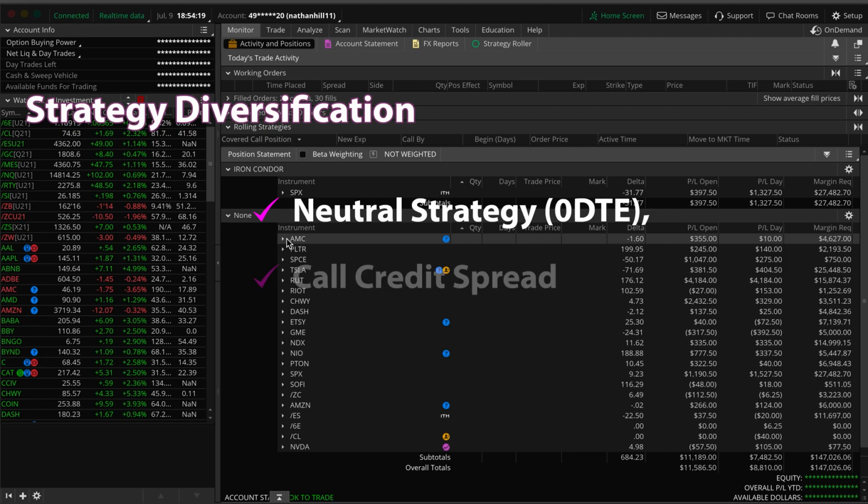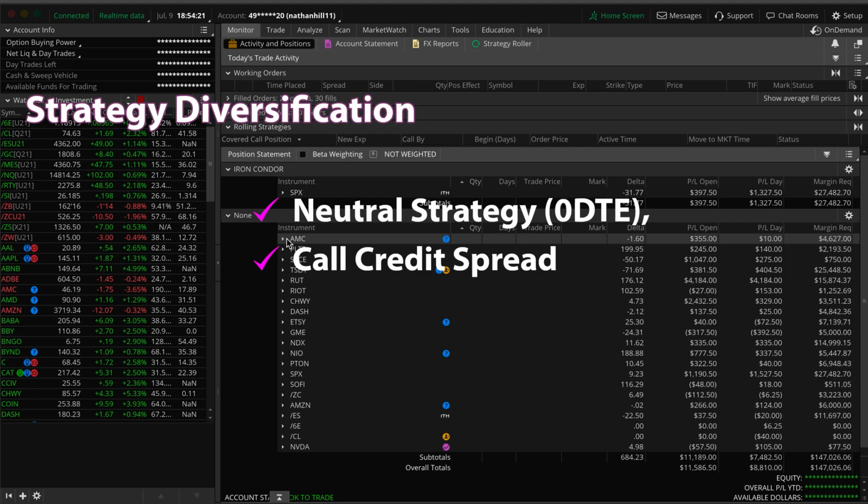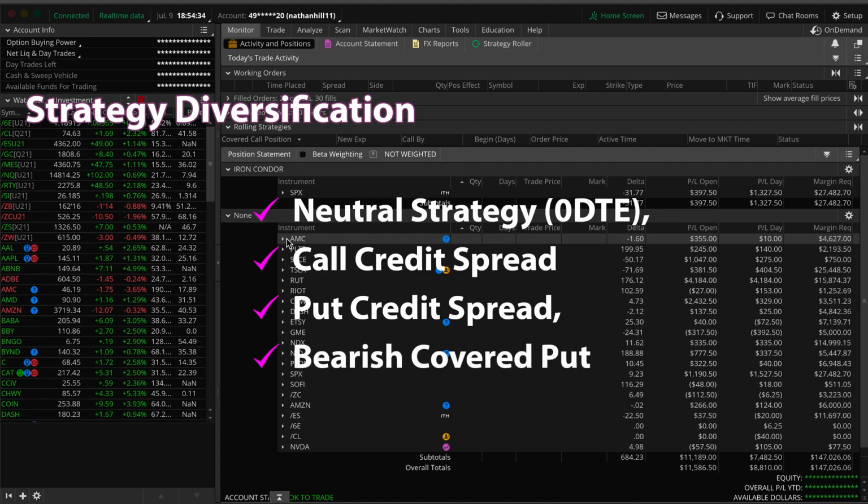The second strategy that we have used is the call credit spread. The next strategy, conversely, is the put credit spread. We have iron flies, which have the fastest theta but also have the highest risk to reward. The next strategy we want to discuss is called the bearish covered put, which we see here deployed on GME.